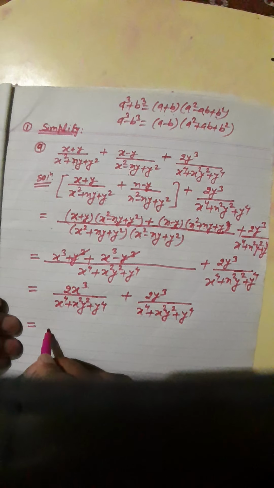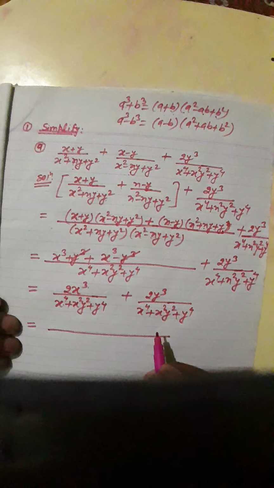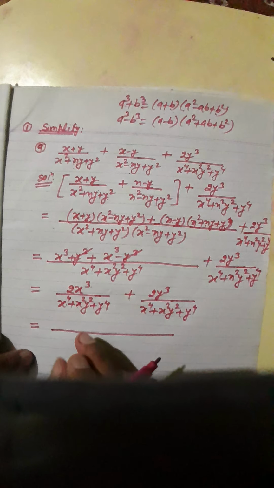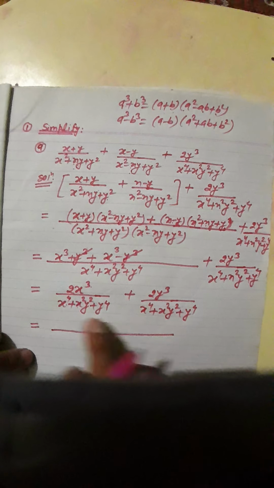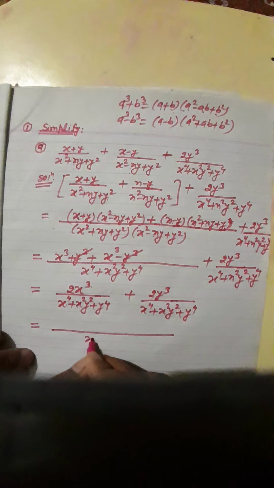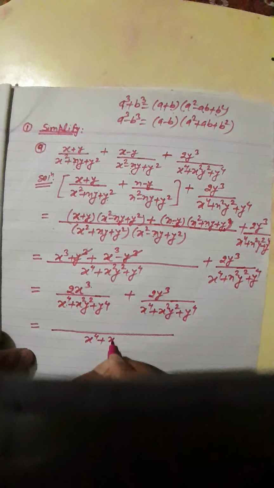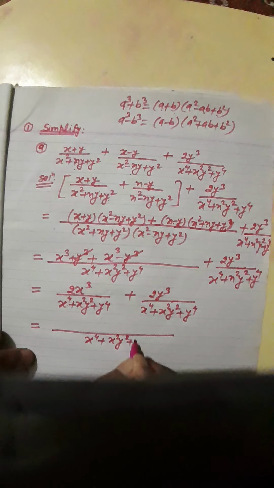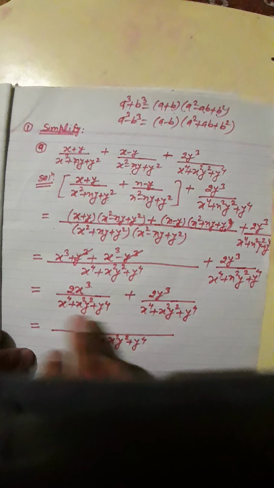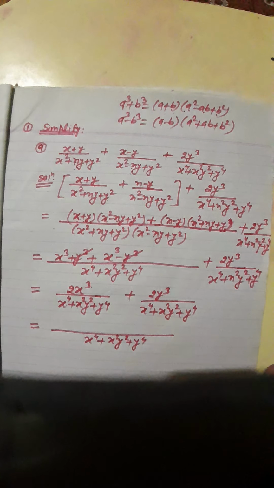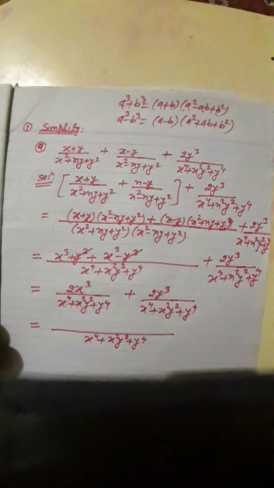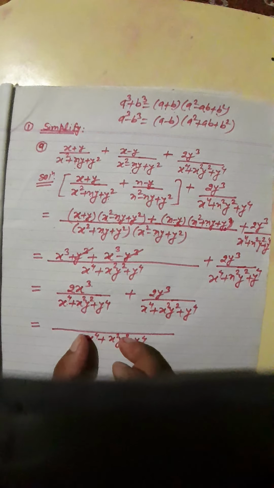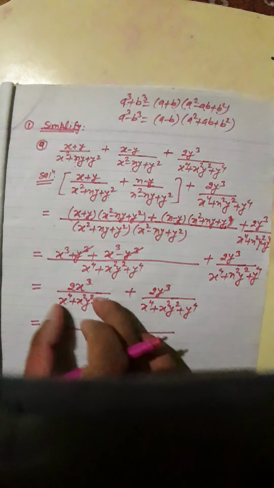So we can simplify this by taking the LCM. Here we know x power 4 plus x square y square plus y power 4, here also the same. So the denominators are the same, so it is common, and we can write only one x power 4 plus x square y square plus y power 4 because it is a common factor. So the LCM is only the common one, no remaining factors are there.